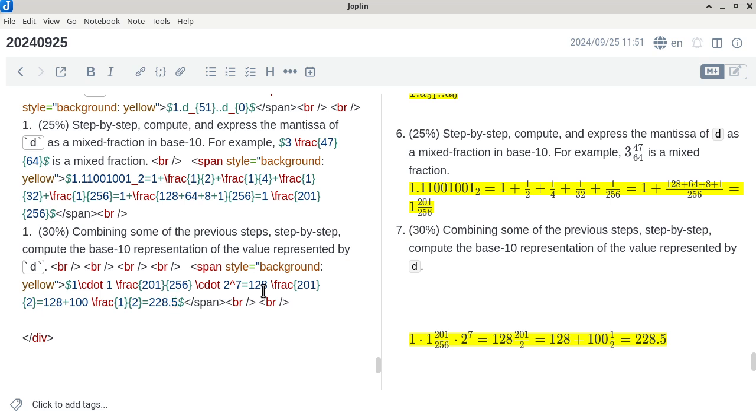Arithmetic may not be 100%, so I'm going to double check. 2 to the power of 7 is 128, so this is 128. You simplify between these two so that this becomes a 1 and this becomes a half, a 2 basically. So now you have 128 and 201 divided by 2. 201 divided by 2 is 100.5. But you still have to remember to add it to 128, so the end result is 228.5. So that's the final answer.